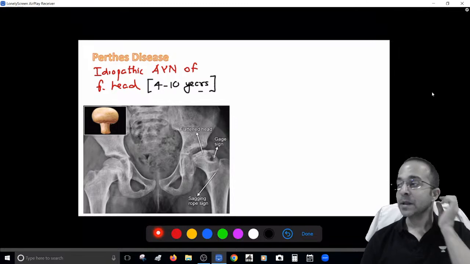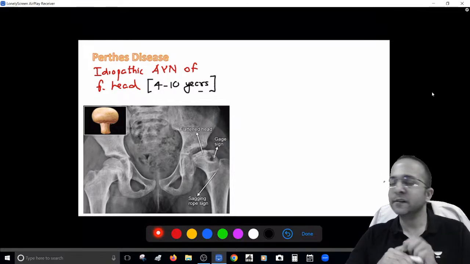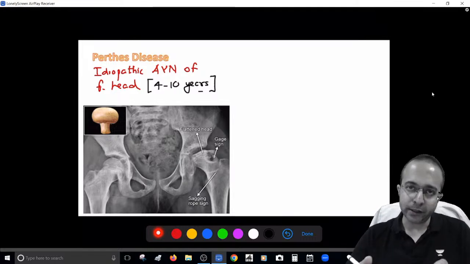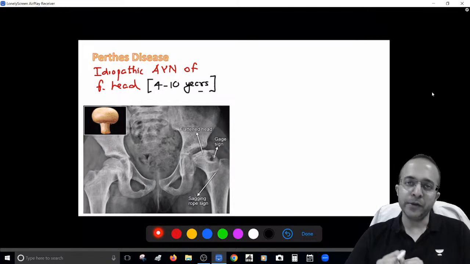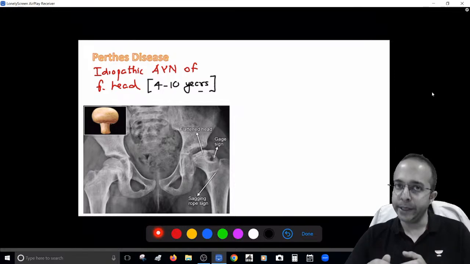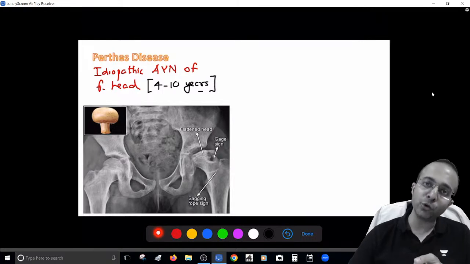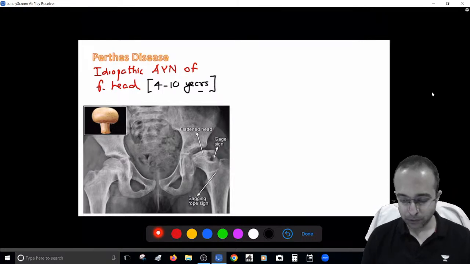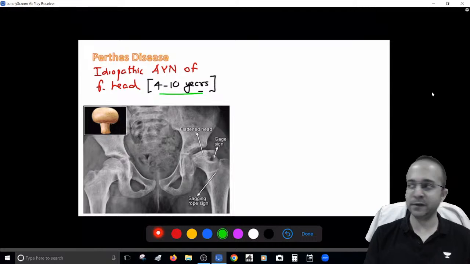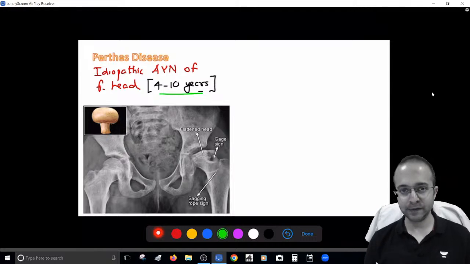4 to 10 years. Navneet, 4 to 8 years is again correct, but let me tell you, there have been few articles of late where Indian research has been carried out, and it has been observed that the age incidence in India is a little longer. So they have refined the age group from 4 to 8 to 4 to 10 years. So keep this as the better age group, because in India this tends to present a little later than in the West. Clear? So 4 to 10 years will be the better answer.